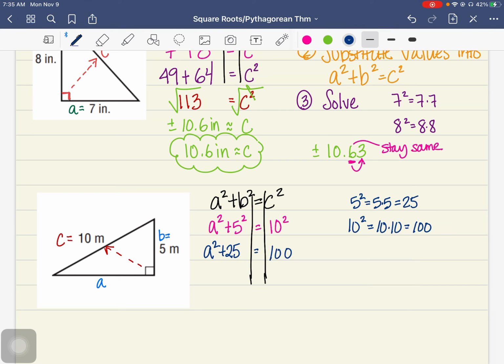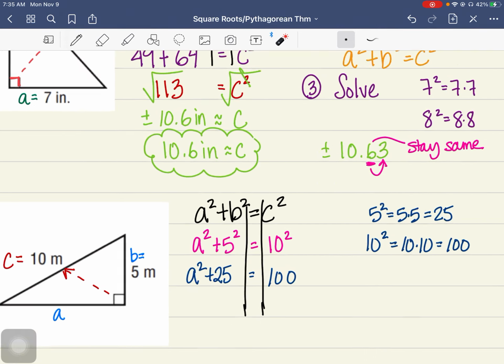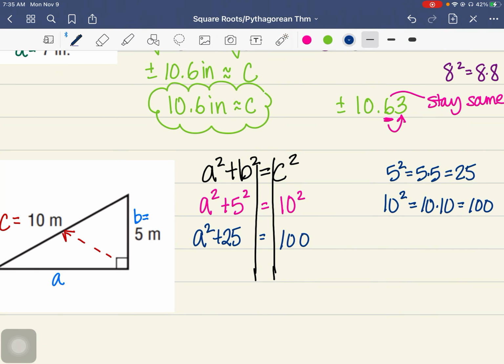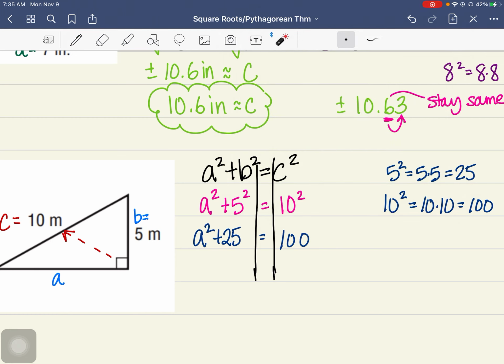Now here's where it's different than the one we just did up above. Up above, the numbers were on the same side. On here, the 25 and the 100 are not. So to get A squared by itself, or to get A by itself, we've got to do some undoing and moving stuff around. So the opposite of a positive 25 is we're going to have to minus 25 from both sides. So this is our equation solving.